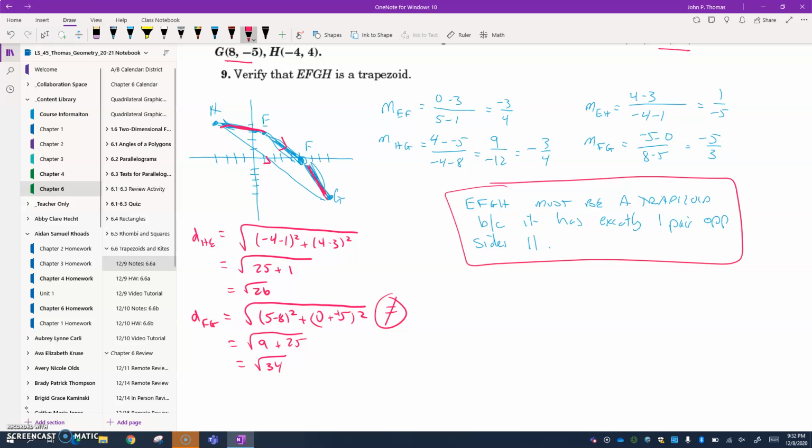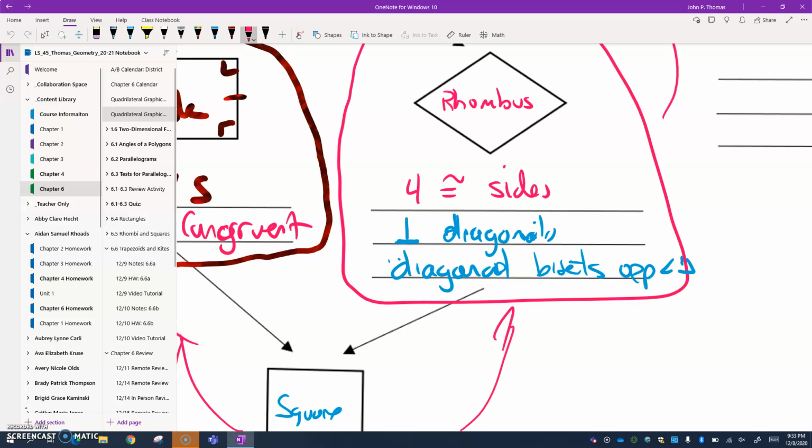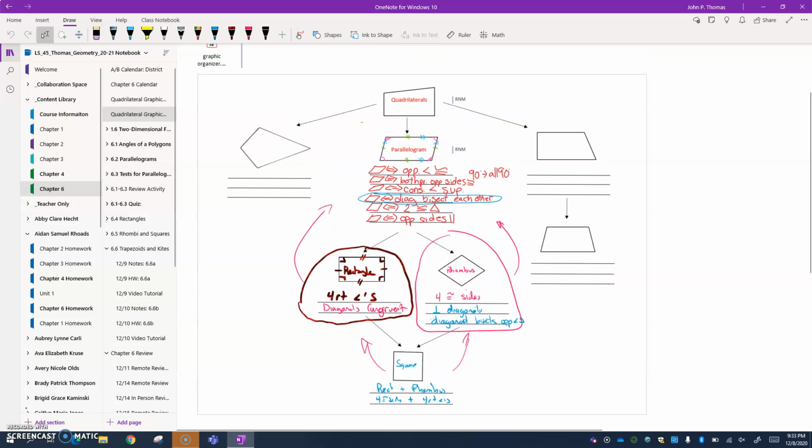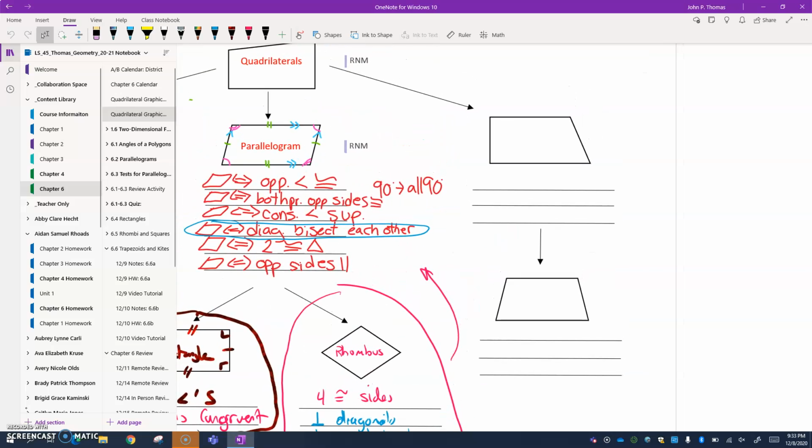All right, so that was one of these. Let's jump to the graphic organizer just real quick. All right, today we focused on trapezoids. So if I look at trapezoids, that's this side over here. So in a trapezoid, we have one pair of opposite sides parallel. All right, the mid-segment is half the sum of the bases.